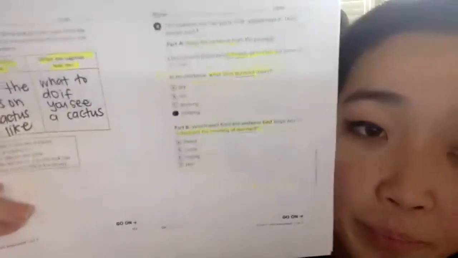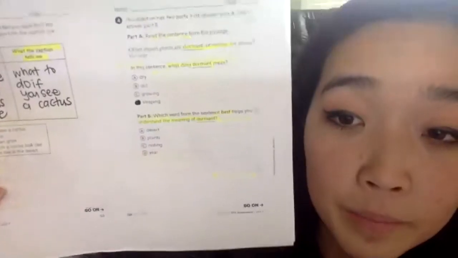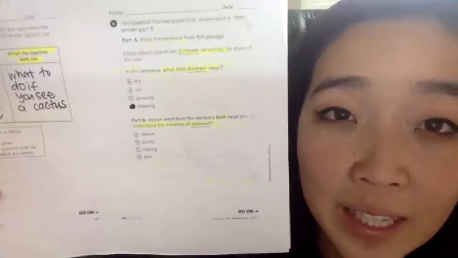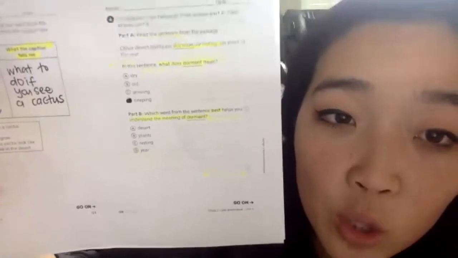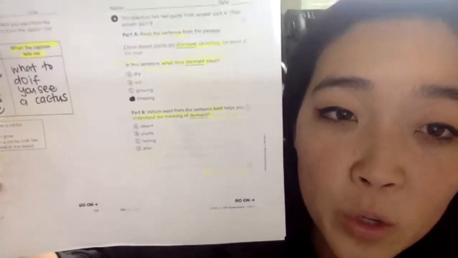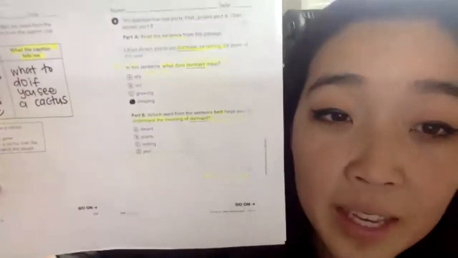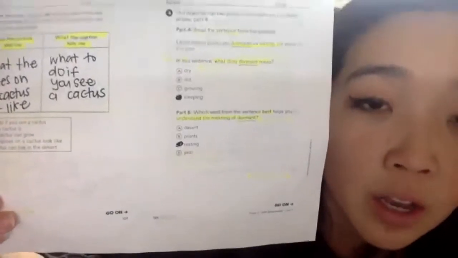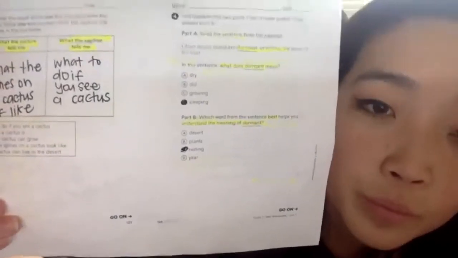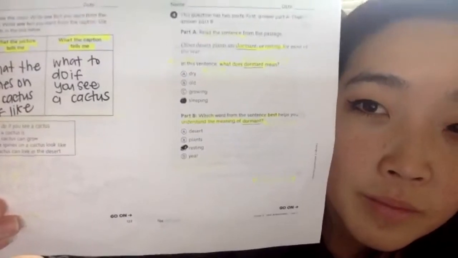And then part B, which word from the sentence best helps you understand the meaning of dormant? Resting. Very good. Because we know that a word with a comma after it, and it's a word we aren't sure of, usually has the definition. Okay, moving on.